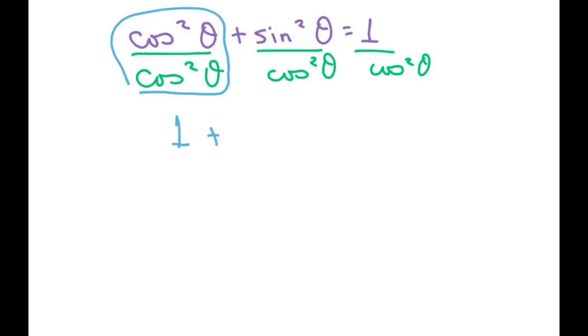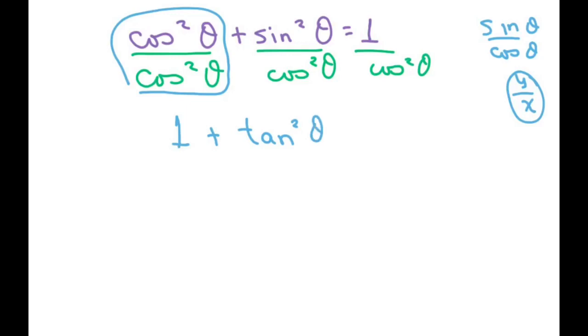Okay? Sine over cosine, if you just do sine over cosine, that's y over x. And y over x, you know, is tangent. So this is going to be tangent. Since we have the square, we're just going to put the square there. And 1 over cosine is like saying 1 over x, which we know is secant. But since we have the square, we just put the square there.